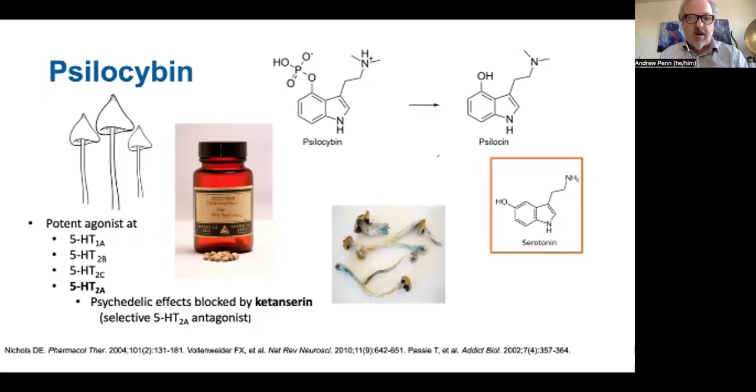So as I mentioned yesterday, this is essentially a serotonin-like molecule. Once the phosphorus group on the left side here is cleaved off, it becomes psilocin. So psilocybin is a prodrug for psilocin. Psilocin then is an agonist at multiple serotonin receptors, which makes sense because it has a similar shape as serotonin, but particularly the serotonin 2A receptor is key for activating psychedelic types of effects.